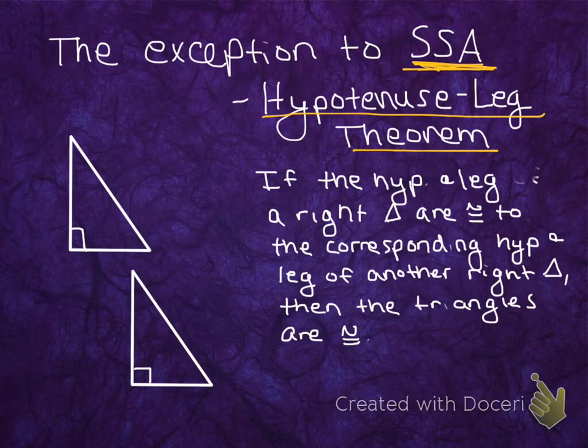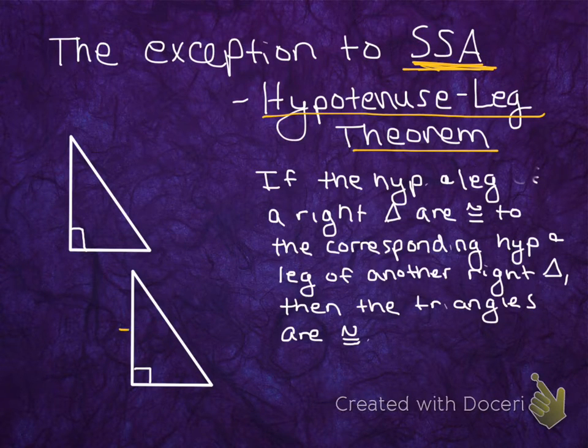Now, when you think hypotenuse and leg, the first thing that should come to your mind is right triangles, because right triangles are the only thing that you know of that have a hypotenuse and have two legs. So, if the hypotenuse and leg of a right triangle are congruent to the hypotenuse and leg of another right triangle, then the triangles are congruent. So that would look like this.